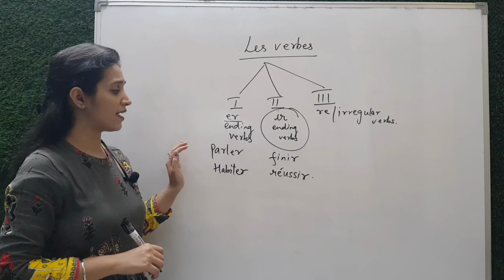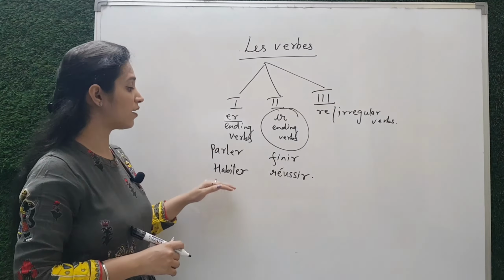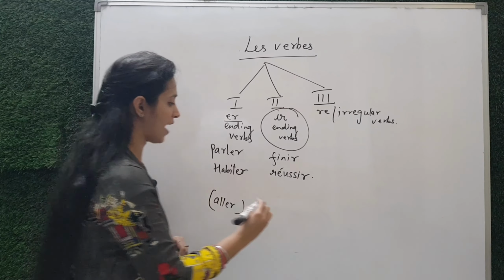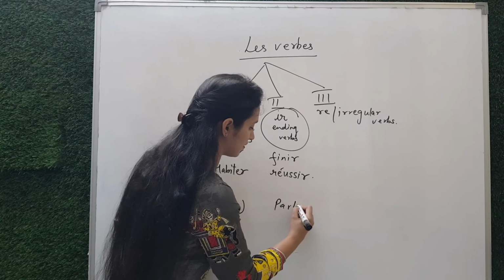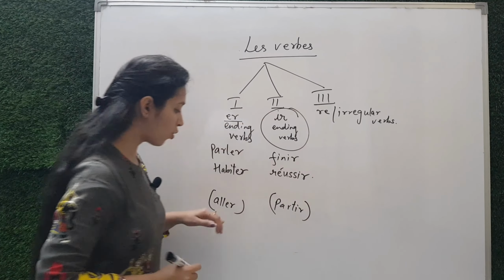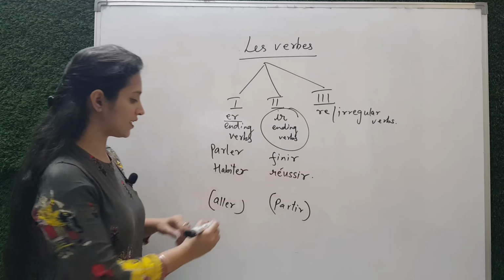Now remember, there are few words which are ER and IR ending. For example, aller, and over here, for example, partir. Though this is ending with ER and this is ending with IR, it doesn't mean the same pattern is followed. These come under the category of irregular verbs, which we will be taking up later. So today we will be conjugating IR ending verbs.